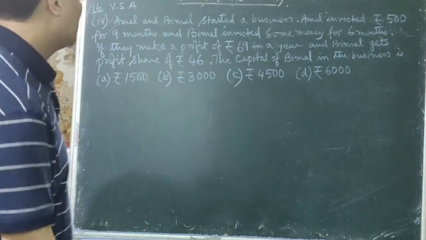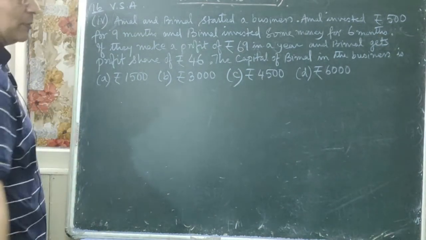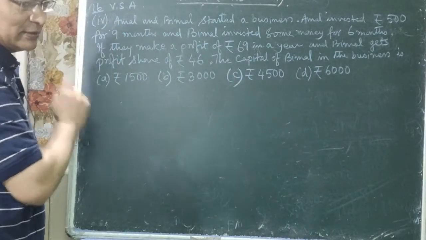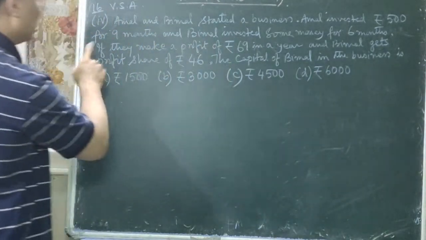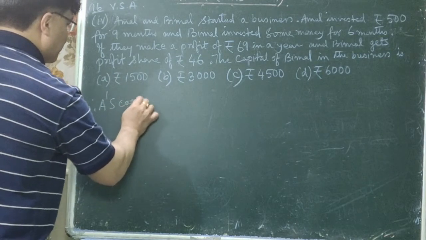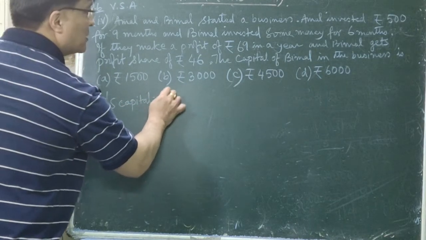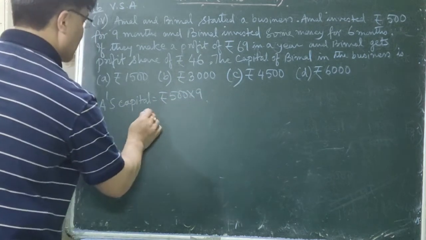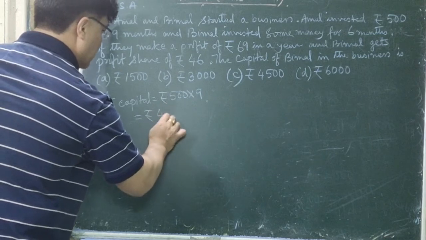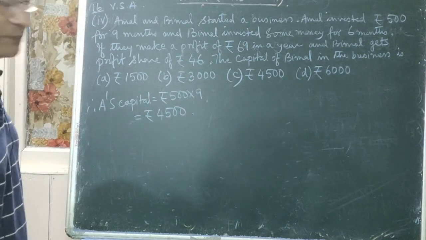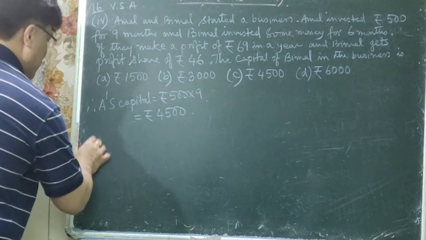So now, we have to find A's capital. So A, Amal, not A's capital, Amal's capital. Amal invested rupees 500 for 9 months. So therefore, A's capital is equal to rupees 500 multiplied by 9, which is equal to rupees 4500. Is that clear?